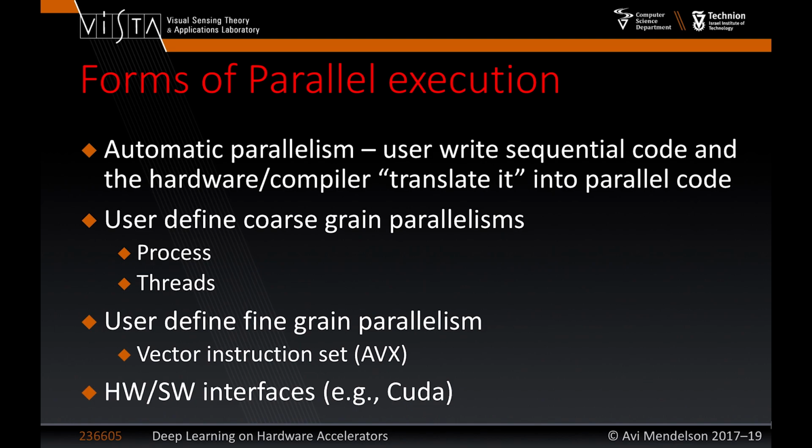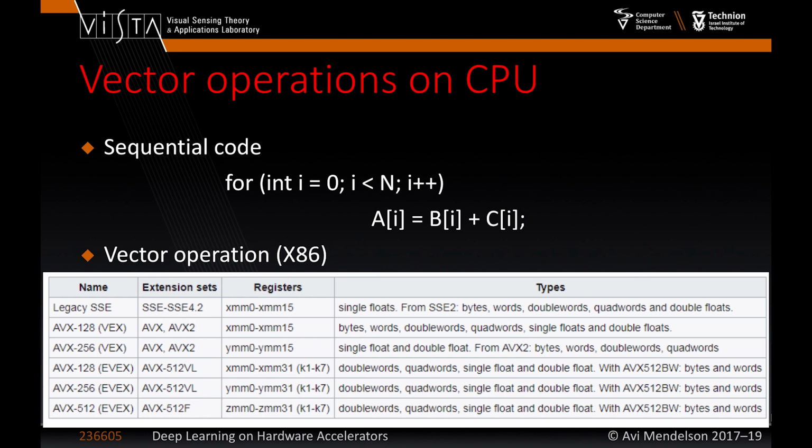And there are approaches to do somehow the software interface, like in CUDA. We'll address it later on. So just an example of a vector instruction. In the sequential code, we might say for integer i to n, do a[i] equals b[i] plus c[i]. We can see that each of the instructions is independent of the other.